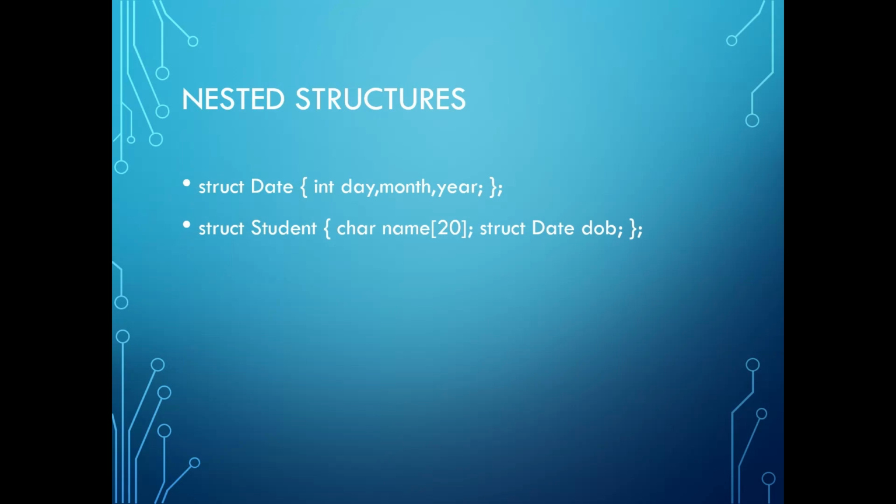What are nested structures? Structures can even contain other structures. How will we define this? If you're seeing here, you are creating a struct date with day, month, year. Inside the student structure, you are creating another structure. So here each student has a date of birth, which itself is a structure. Just like a student record form might have a date of birth section inside it, one form inside another form.